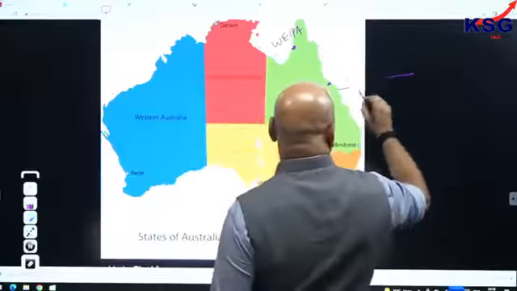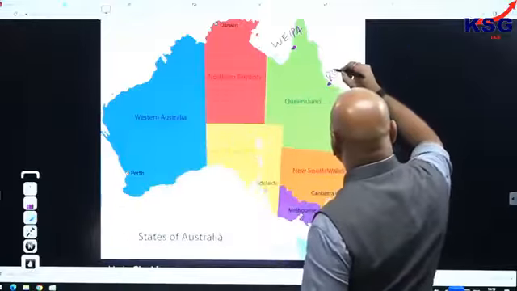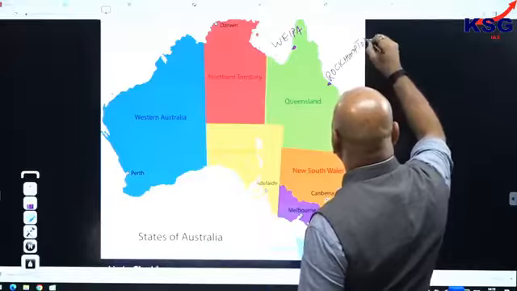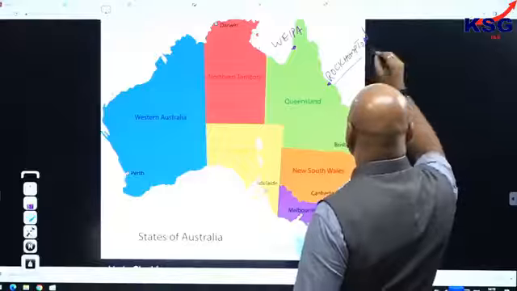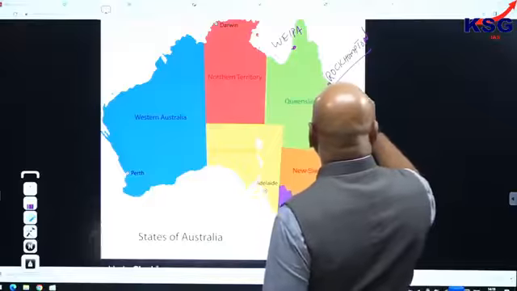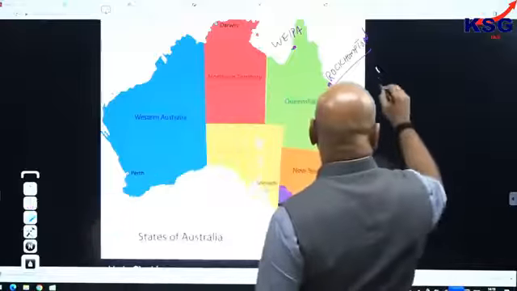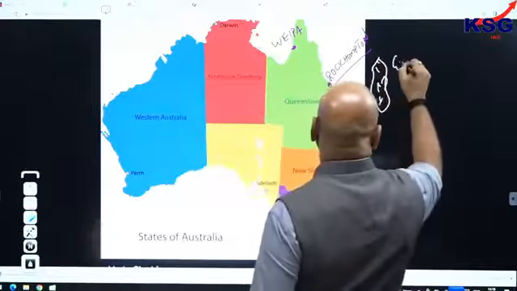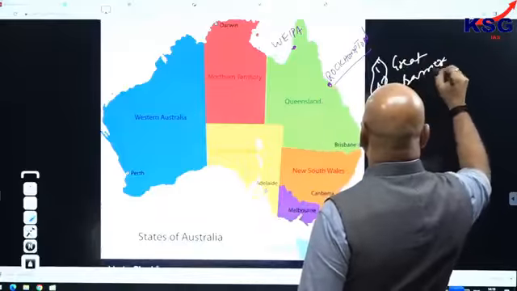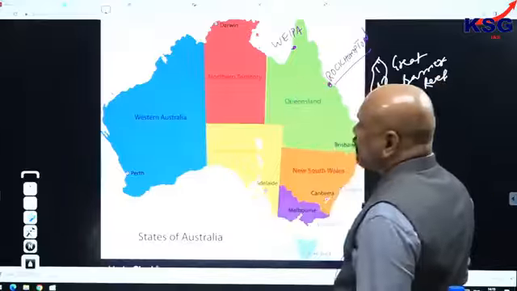I think it's not visible to some of you, so let me write it down here. Rockhampton. Okay. Now, from Rockhampton, usually you have to go to the region called, what is that? Great Barrier Reef. A very well known place this is, Rockhampton.